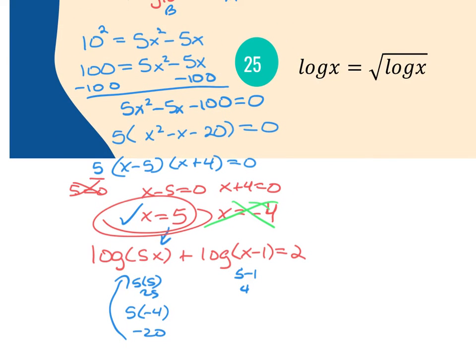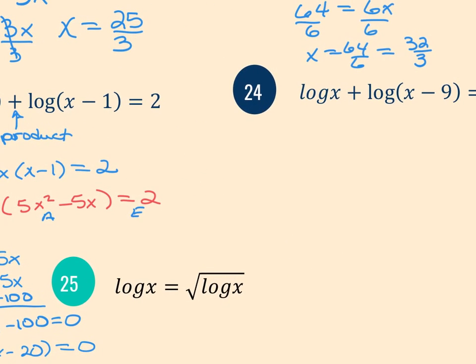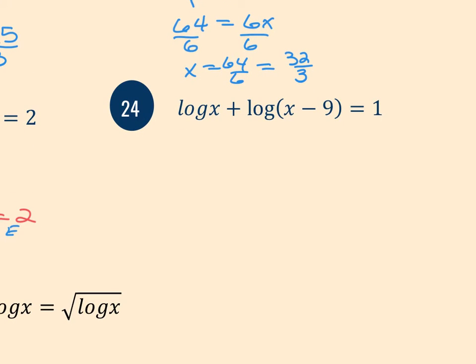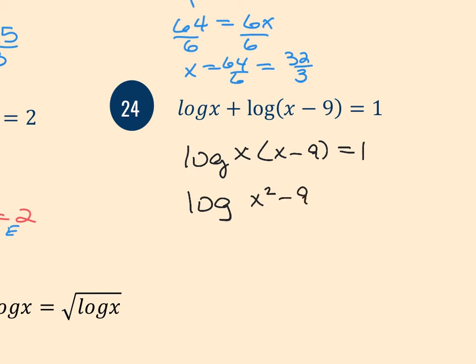Let's try 25. Or I'm sorry, 24. Again, we're going to condense. It's a plus sign, so again, product. So log of x times x minus 9 equals 1. I'm going to distribute. x squared minus 9x equals 1. Now, I'm going to show you two different ways to do this. I'm going to go ahead and just do it the same way I did before. Remember, right here assumed is a little 10. So I'm going to turn it into exponential. So 10 to the first equals x squared minus 9x.